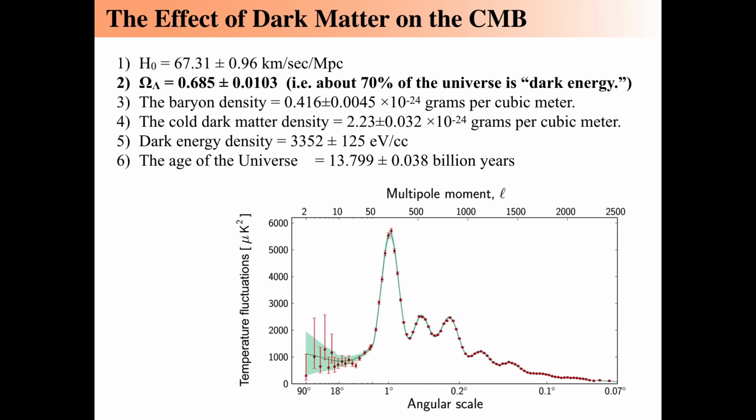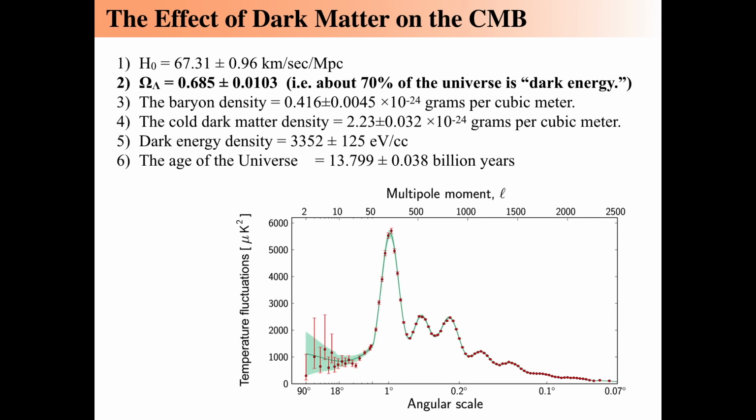And as a result of the data gathered by looking at the cosmic microwave background, important things were discovered. One of them was that the Hubble constant, or today's value of the Hubble parameter, is 67 kilometers per second per megaparsec, with an error of about 1 kilometer per second. But the more important thing is that we find that the energy density compared to the critical density for dark energy is about 68.5% of the universe.